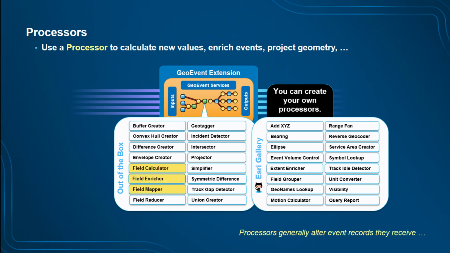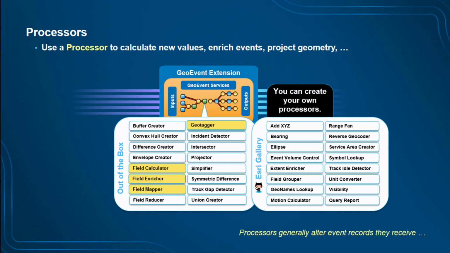A field enricher does an attribute join on an external table in order to enrich the event record that's being processed with information out of that table. If we're dealing with fixed sensors, for example, that are not moving around, they're probably not broadcasting a location. But in order to see them on a map, you need a location, so you're going to enrich from an external table to bring that location, that geometry information, into the event record so that you can display it on a web map.